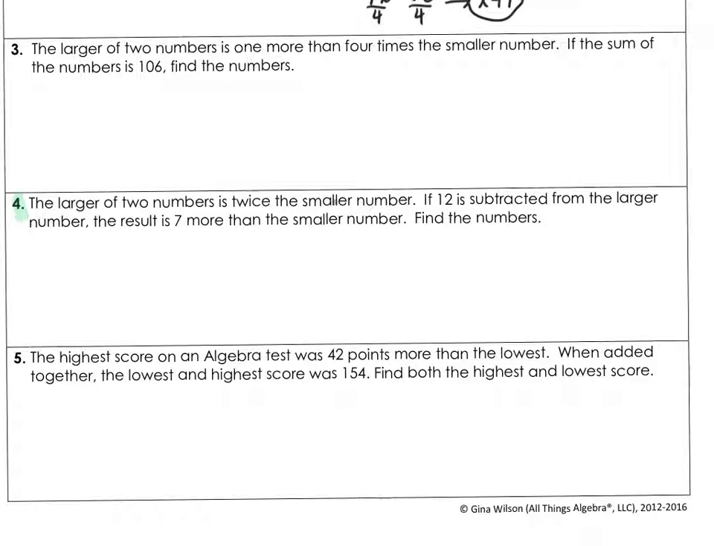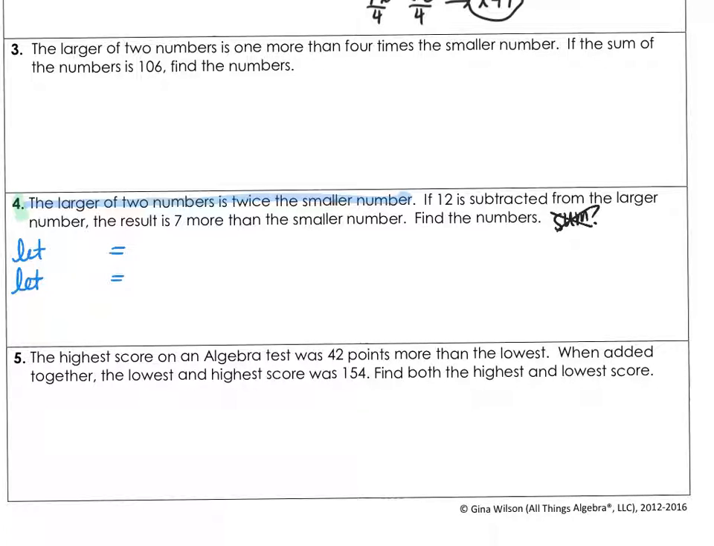The larger of two numbers is twice the smaller. If 12 is subtracted from the larger, the result is 7 more than the smaller. Find the numbers. Notice how this one didn't say anything about the sum of those numbers. This was a little bit different. So let's take the first sentence and build a let statement. We have two numbers, so we need a variable for our large and an expression for our small.